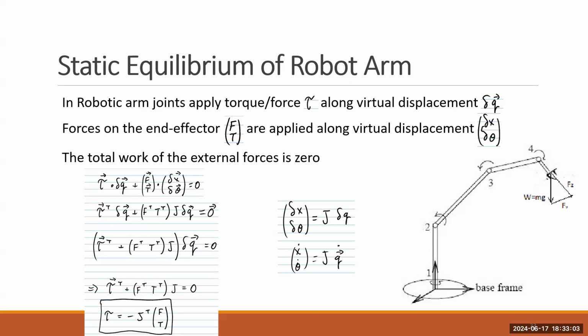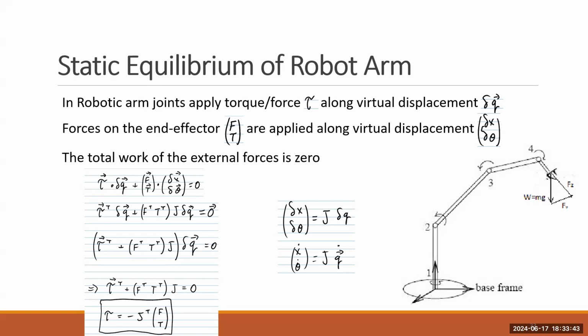The environment applies a force on the robot, on the end effector. And this force is applied along a virtual displacement, along the movement of the end effector, the movement of the tip of the screwdriver. The screwdriver has a position x, y, z, and an orientation theta, which is theta 1, 2, 3, something like this, 3 degrees of freedom, 6 degrees actually. Theta meaning the orientation, 3 parameters for the orientation.